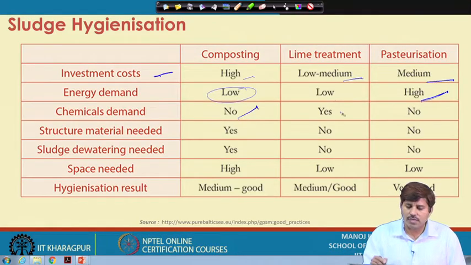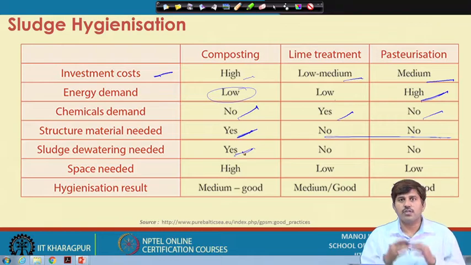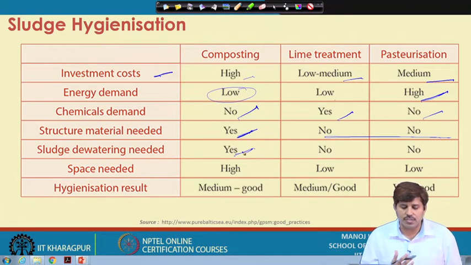There is no chemical requirement, here you need a chemical, here also you do not need chemical. The structure material needed, yes, we need structure for composting. We do not need too much of structure materials here. The sludge dewatering is needed, yes, we cannot compost with very high water content. So, initial dewatering is needed. This can be done without dewatering.